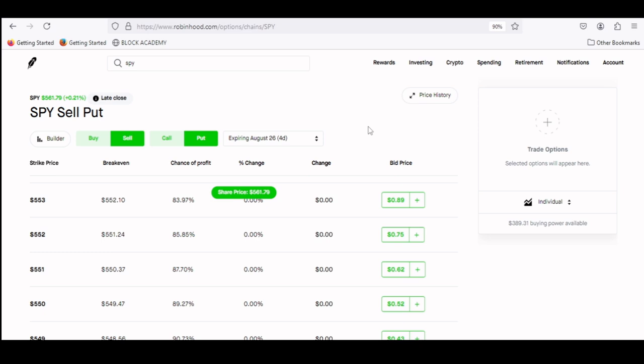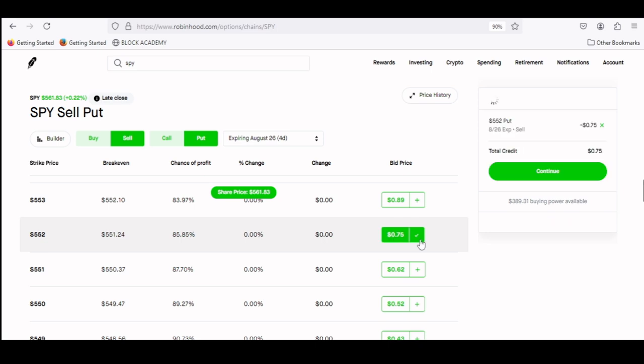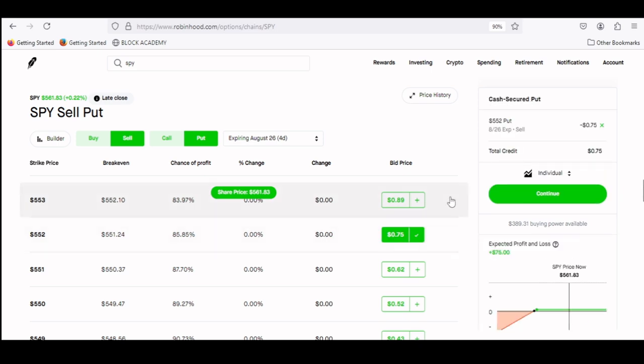So, always do your own due diligence and come up with your own strategies in order to implement any strategy here. So now that we have the strike price of 552 and a high chance of profitability of 85%, that is going to pay me 0.75, or $75. Each option contract is multiplied by 100 shares, so 0.75 multiplied by 100 shares should give us $75. That is the first leg of the cash secured option strategy.